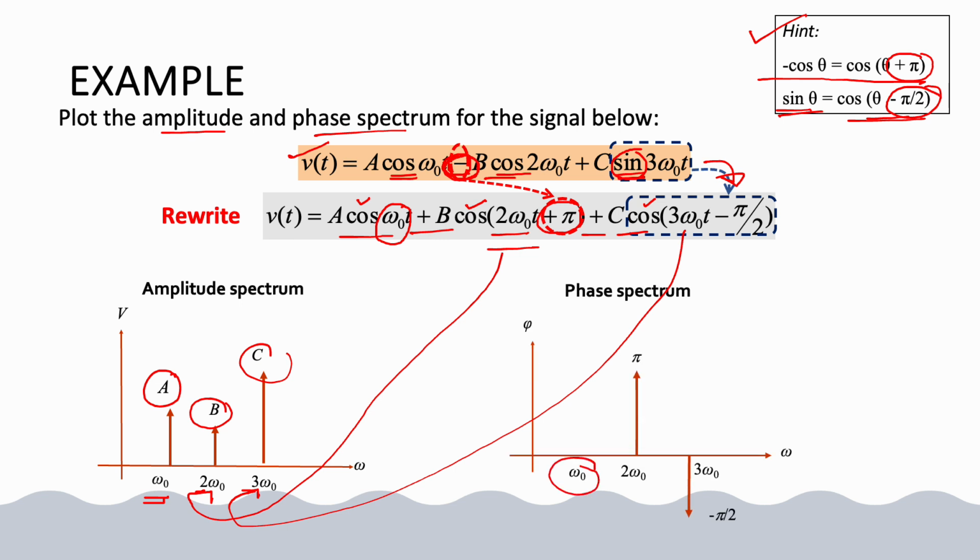For the first omega naught, we don't have any phase here, right? There's no plus theta here. So it is 0. And for the 2 omega naught, we have positive pi. So meaning that we have positive pi here. And for 3 omega naught, the phase becomes negative pi over 2. Since it is negative, it is pointed downward, and the value is negative pi over 2.